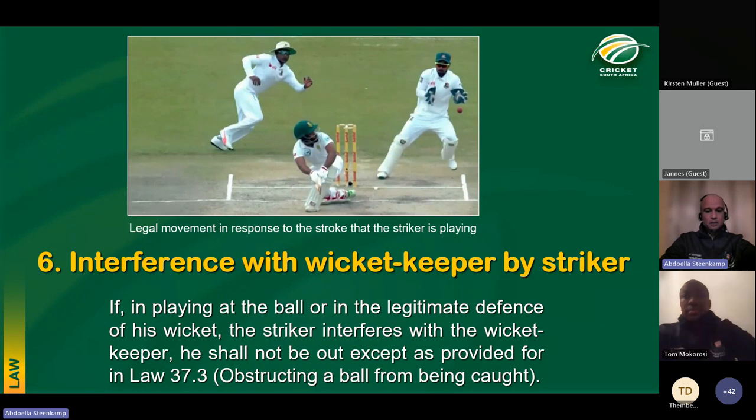Interference with the keeper by the striker in playing at the ball or in legally defending his or her wicket. The striker interferes with the wicketkeeper. The striker shall not be out, except if the striker prevents the ball from being caught, then the striker shall be given out, obstructing the field.